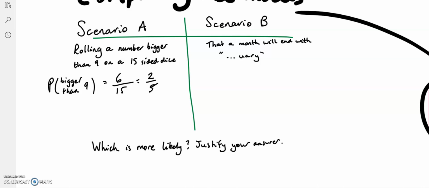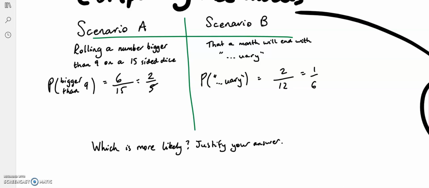Let's have a look at the second one. Scenario B, the probability that a month will end with "uary". Let's put this here. There are 12 months altogether, so it's going to be out of 12. We've got January, February, March, April, May, June, July, August, September, October, November, December. Oh, so there's just 2 of them. So it's just 2 in 12, which can be simplified to 1/6.